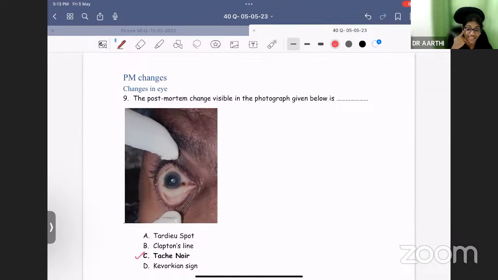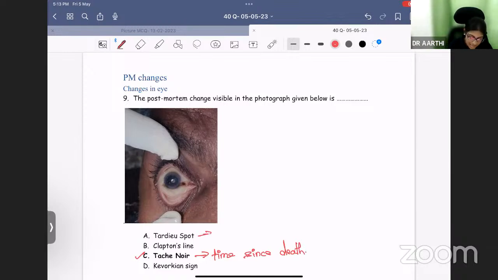Next, PM changes. This is tache noire, what we see in the eye. When the eyes are slightly open, dust gets deposited on the sclera, the white part of the eye, and that gives the tache noire, which means that the person's eye was not completely closed. It helps in determining the time since death.